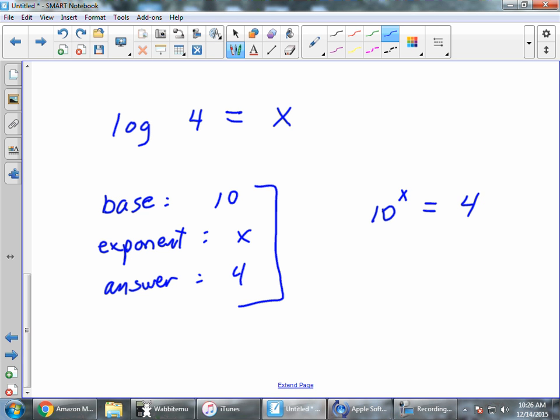Then, how do we solve for x, Casey? We can't take the xth root of something. We cannot take the xth root, so that won't work. But what can we do?